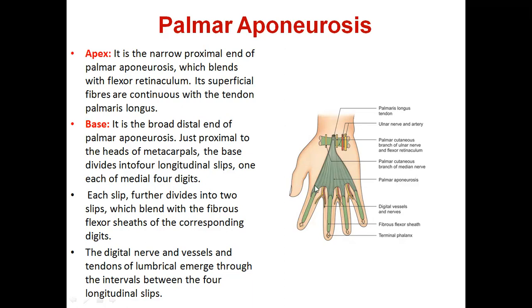Now if you observe between these 4 slips, what are we finding? Red in color is artery, yellow in color is nerve. Of course, if blue was shown here, which is not shown, that would be vein. So you are finding digital vessels and nerves passing between the 4 slips of the palmar aponeurosis. Not only that, you will also see the tendons of lumbricals emerging between the intervals of the 4 longitudinal slips. This we will see in detail as we do the muscles of the palm.